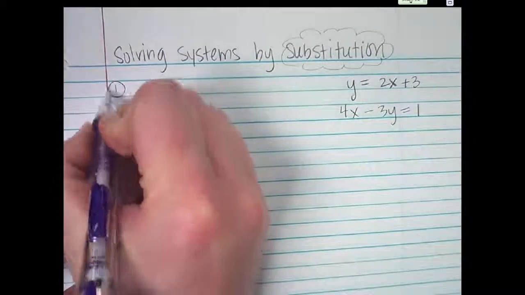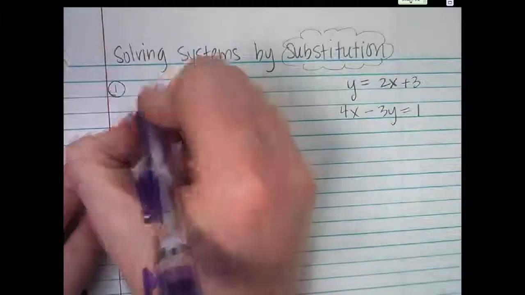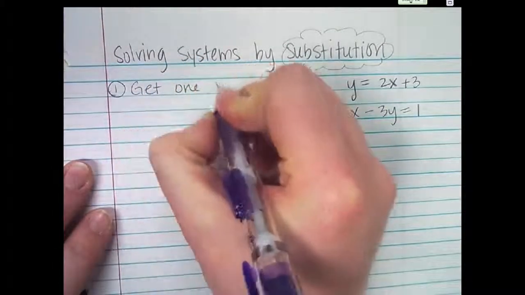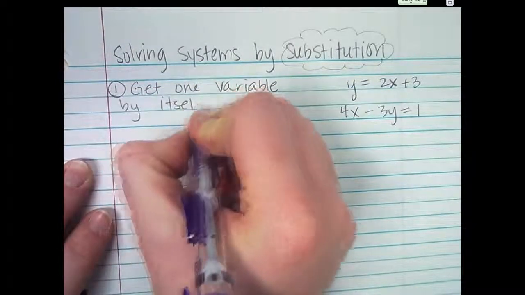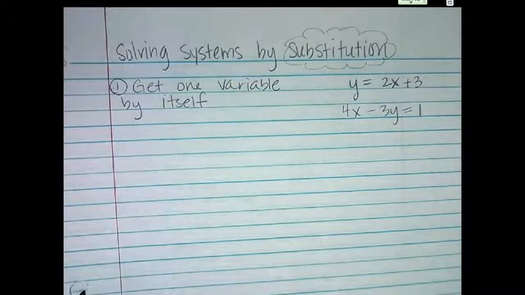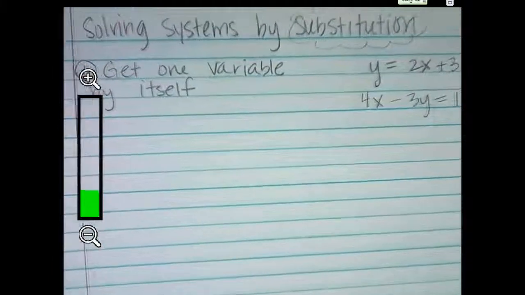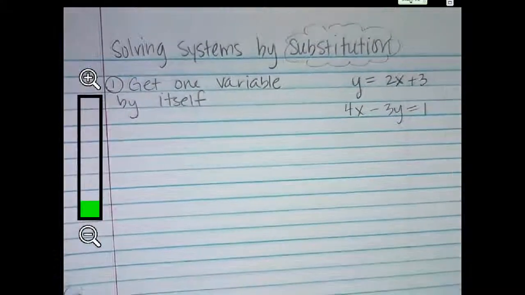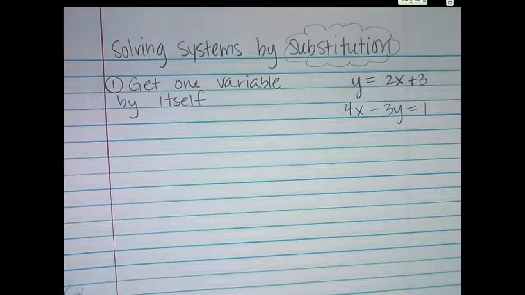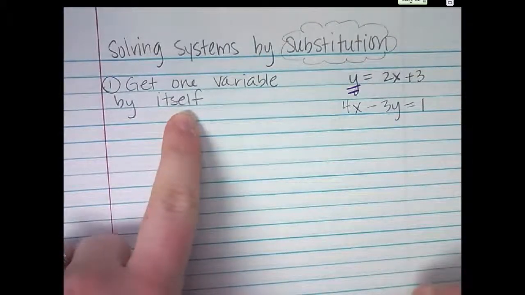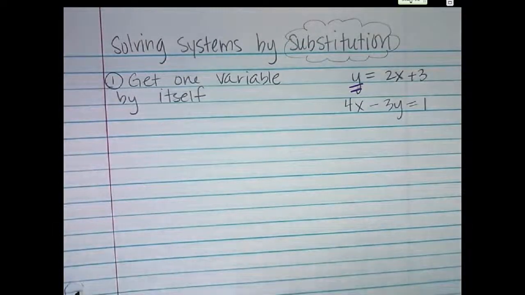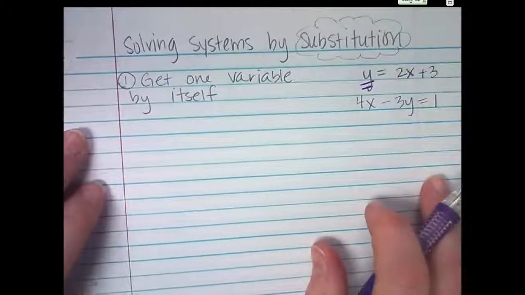Okay, so then I'm going to do some steps over here. Step 1. Get one variable by itself. You can pick one equation and get one variable completely by itself. Now in this case, do you see a variable already by itself? Yeah, the y. This one is already by itself. So that first step is done for us in this case. It won't always be like that, but the first few we do will be like that, so you don't have to do too much.